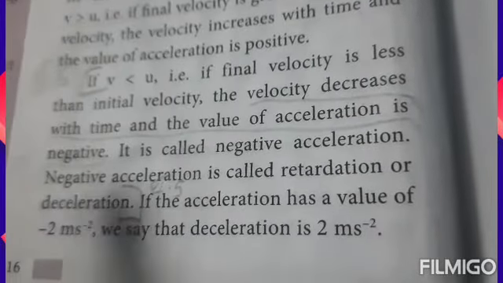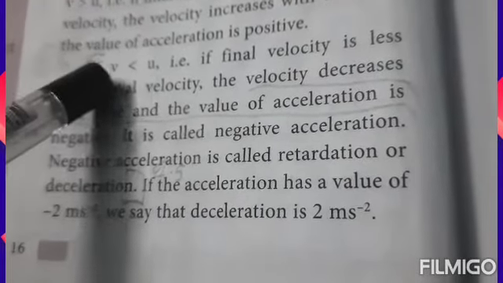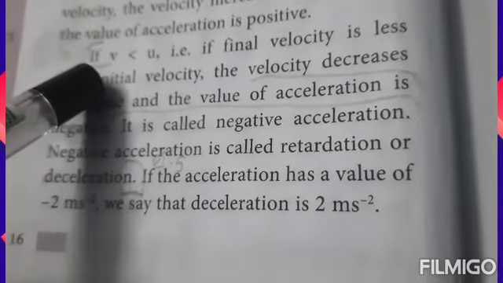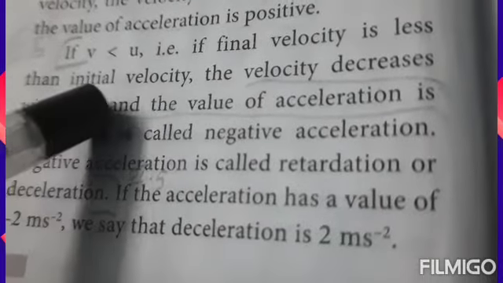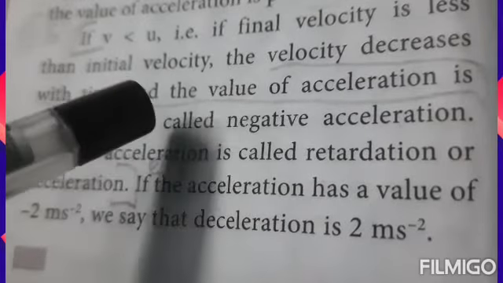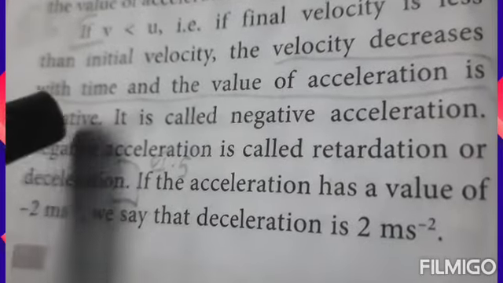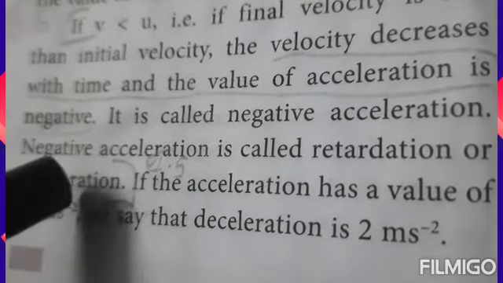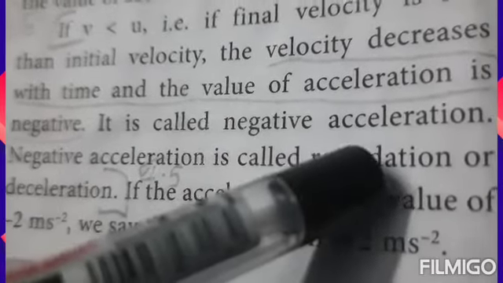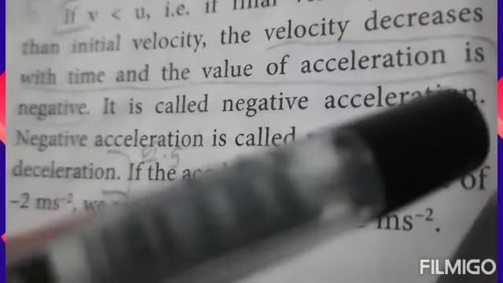Once again I am reading. If v is less than u, v means final velocity, u is initial velocity. If the final velocity is less than the initial velocity, the velocity decreases with time and the value of acceleration is negative. It is called negative acceleration. Another name for negative acceleration is retardation or deceleration.